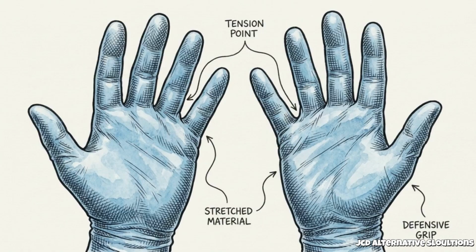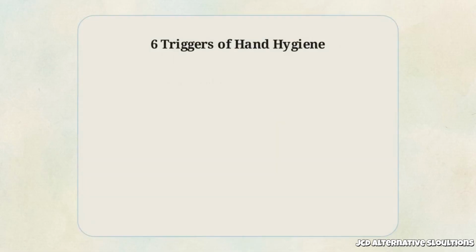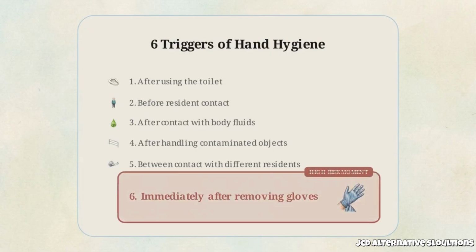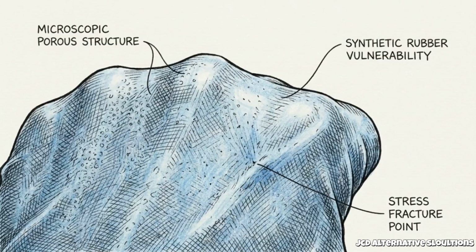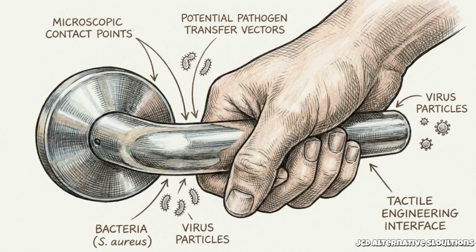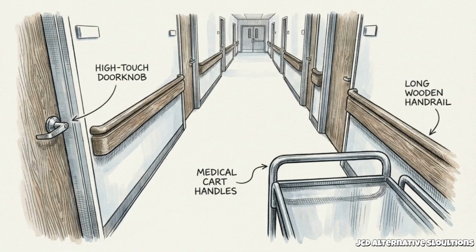Many staff members fall into a safety trap known as the glove illusion, the belief that gloves alone are a sufficient barrier. This leads to our 6th and most frequently missed trigger: you must wash your hands immediately after removing your gloves. Because gloves are porous and can fail during use, skipping this final wash makes them a primary vehicle for pathogen transfer throughout the facility.